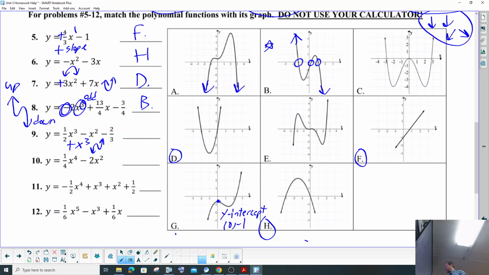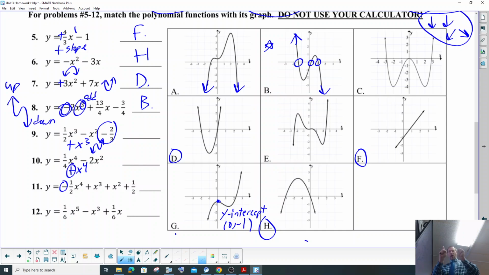So that means at the end of the equation, if it's in standard form, which it is, it could have a -1 for the y-intercept. Let's see. It doesn't. It has a -2/3, but maybe it's really close. Maybe we'll come back to that one. Let's go to number 10. So number 10 has a positive x to the 4th power, as opposed to number 11, which is a negative.